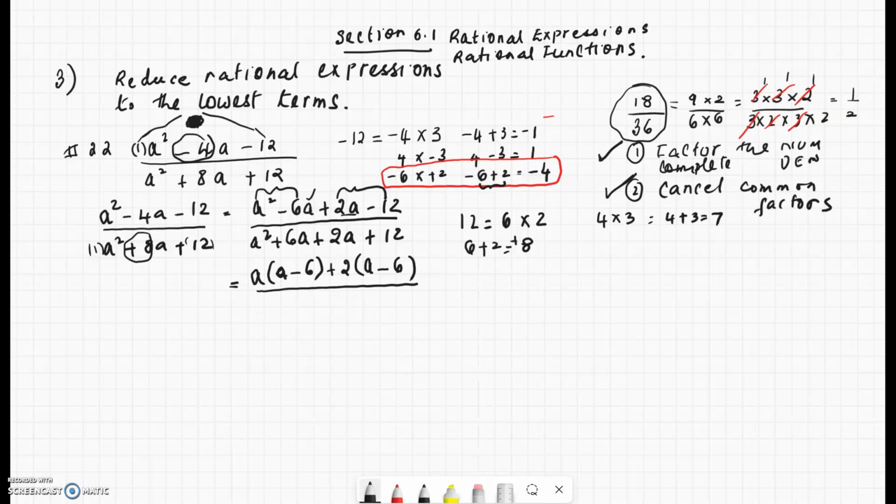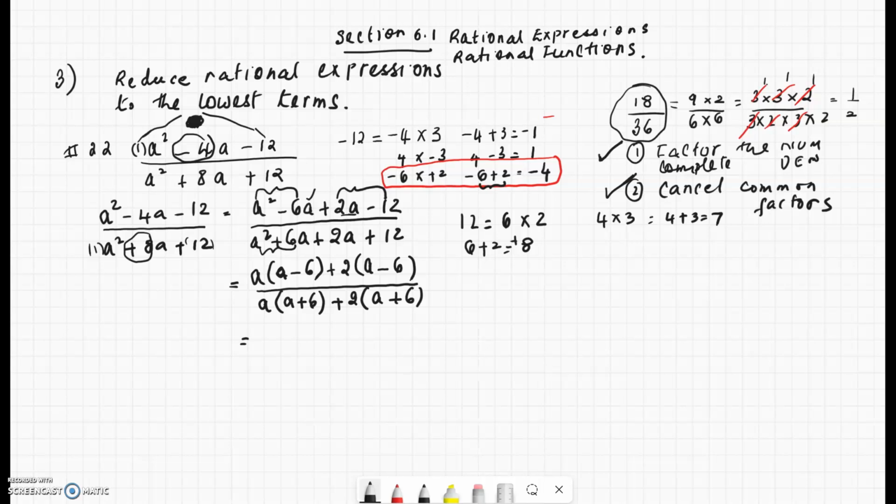In the denominator, group the terms: a times a plus 6. When you factor the a out, and factor the plus 2, you have a plus 6. So we are simultaneously factoring two quadratic expressions.